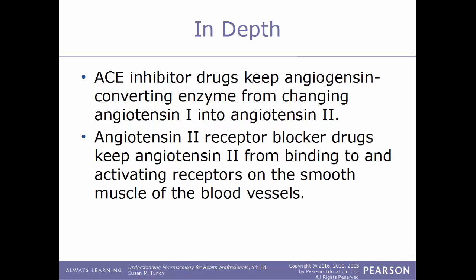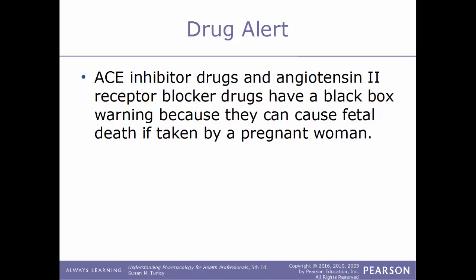Now, ACE inhibitor drugs prevent angiotensin converting enzyme from changing angiotensin 1 into angiotensin 2. Angiotensin 2 receptor blocker drugs prevent angiotensin 2 from binding to or activating receptors on the smooth muscle of the blood vessels. Both ACE inhibitor drugs and angiotensin 2 receptor blocker drugs have a black box warning on them because they can cause fetal death if taken by women who are pregnant.